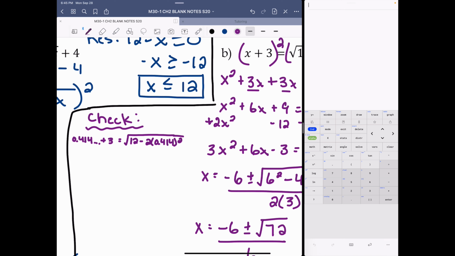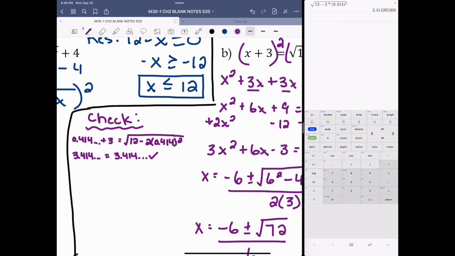Calculate that. On the left side, we get 3.414. And on the right side, second function, square root of 12 minus 2 times (0.414) squared, and we get 3.414, etc. So same on the left and the right, so we know it's true.